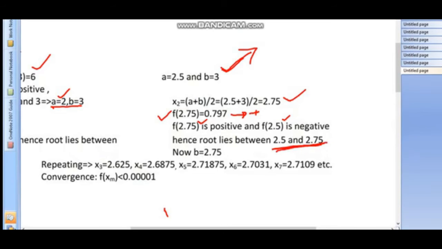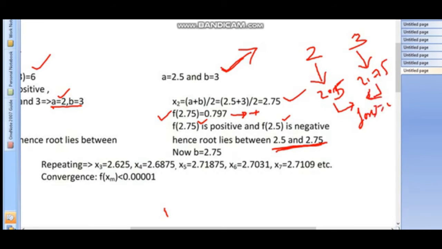So initially we considered 2 and 3 as the interval. Then you increased 2 to 2.5, and 3 you reduced to 2.75, and in between these two values, when you substitute some x, you will get f of x equal to 0. So this value of x we had to find out, and we had to reduce the interval in different steps. We have to reduce again and again, and we will find the value of x when f of x becomes almost 0.